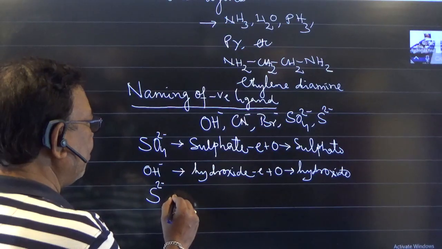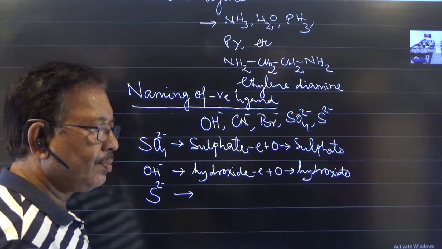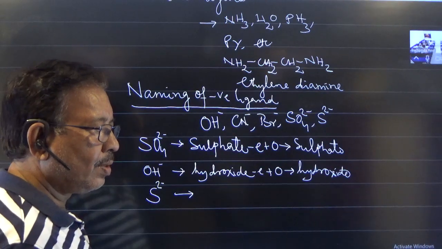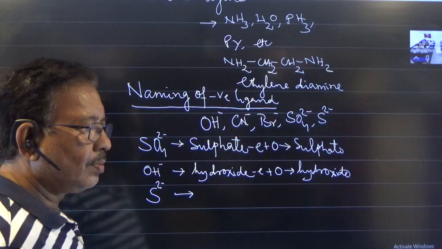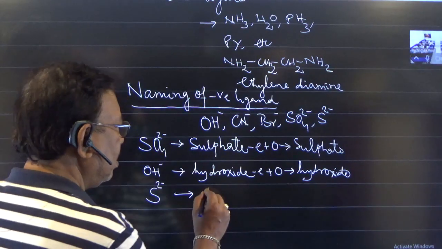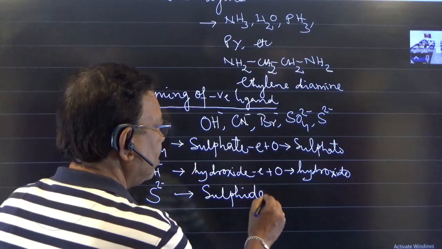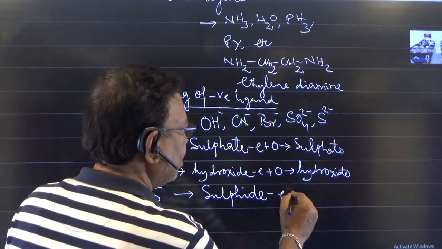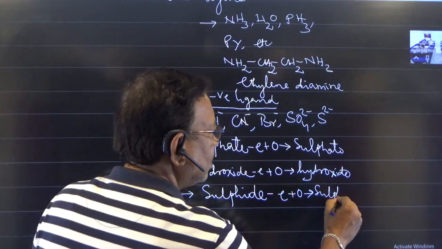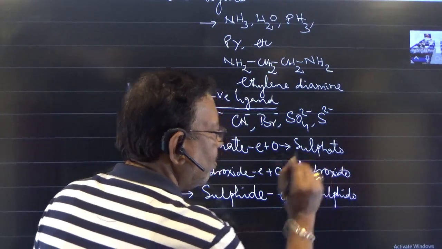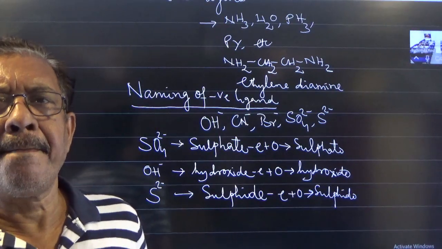Similarly, you gave the name for S minus 2. What will its name be? Sulfide, correct. This is sulfide. Very easy. Minus E plus O: sulfido. Did you understand? Yes, sir.